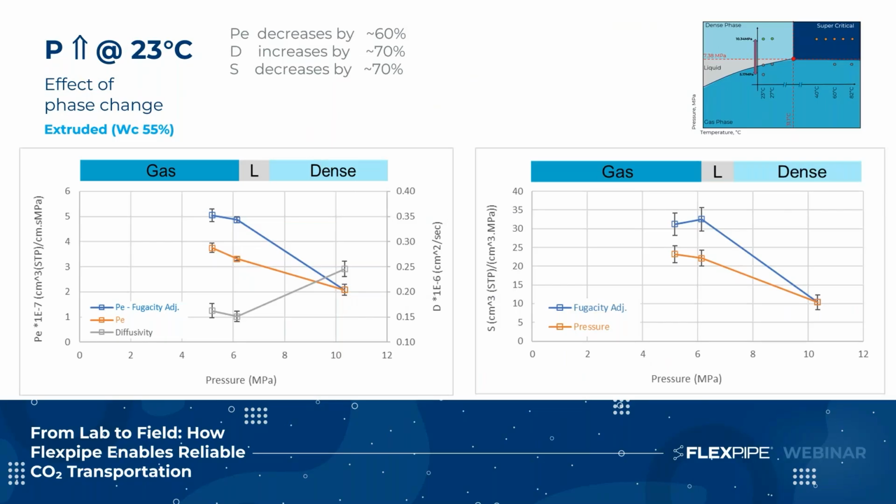change in pressure results in a different phase change scenario. Here we investigated at 23 degrees C as pressure increases from 5.2 MPa to 10.3 MPa. We observe a phase change from gas to dense phase. And as a result, the permeation rate decreases by about 60%. We notice the diffusivity increased by 70% and solubility decreased by 70%. These findings highlight the importance of understanding the permeation through RTP at a different phase due to the dramatic change in permeation values and properties.